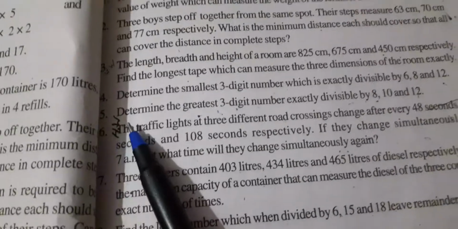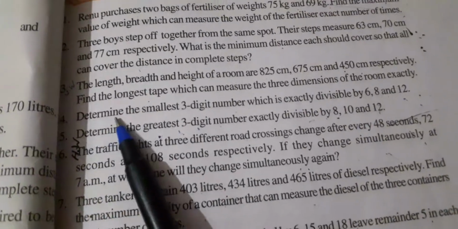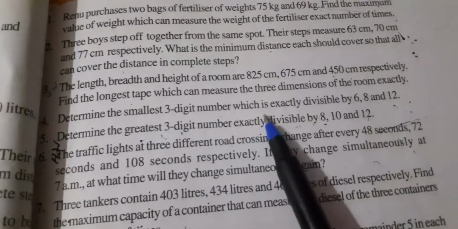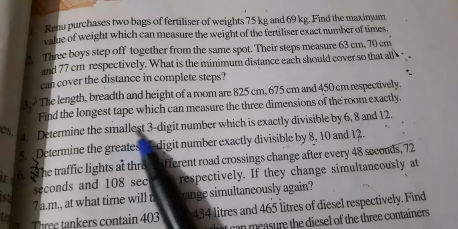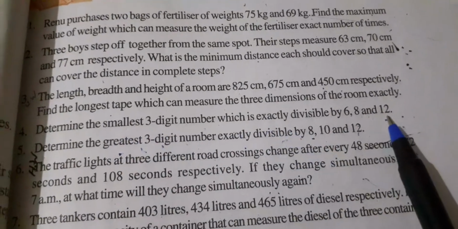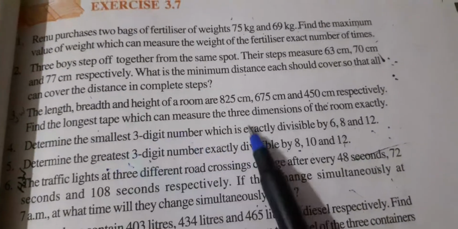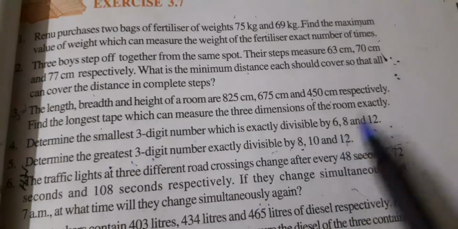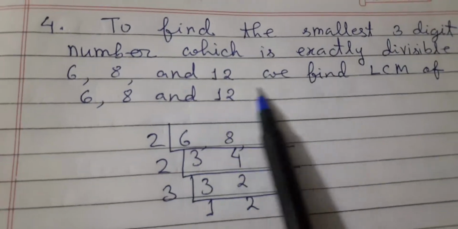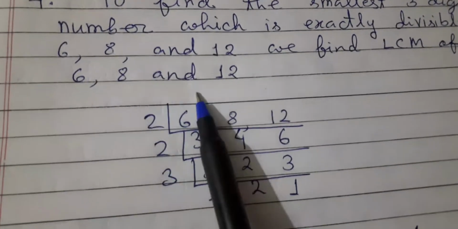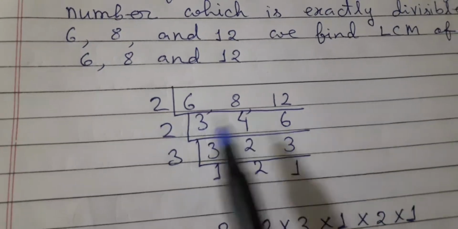Now, next you see question number 4. Determine the smallest 3-digit number which is exactly divisible by 6, 8, 12. Which smallest 3-digit number is exactly divisible by 12? Now we find the LCM. To find the smallest 3-digit number, we need to find the LCM of 6, 8, 12. LCM of 6, 8, 12 is what?